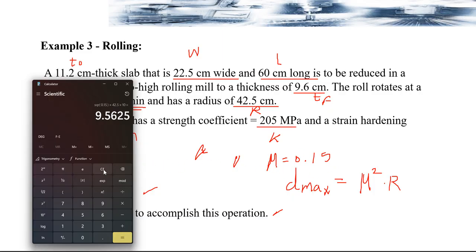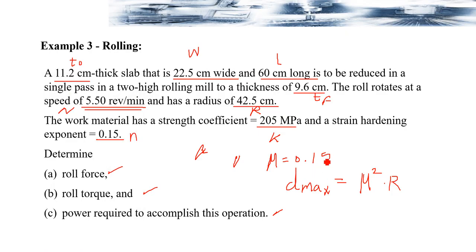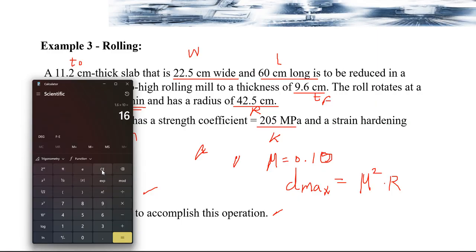Now let's check what the value will be for the draft we have. So we have 11.2 minus 9.6, and times 10, so we have something like 16. So with this coefficient of friction, it's not going to be done. So let's drop the coefficient of friction here to 0.1. We can do that simply by adding some oil as a lubricant to make the operation look better.